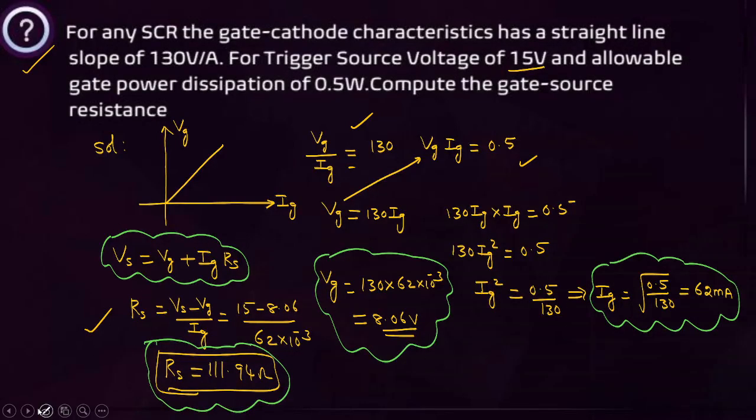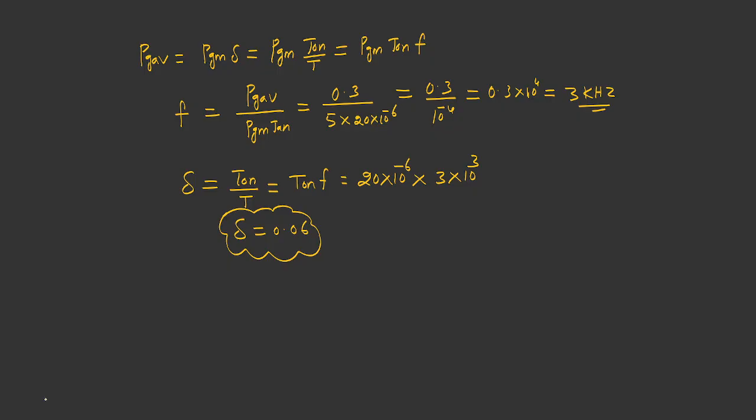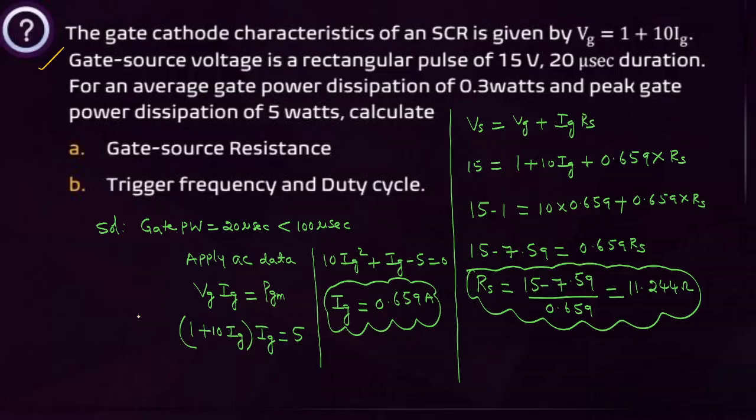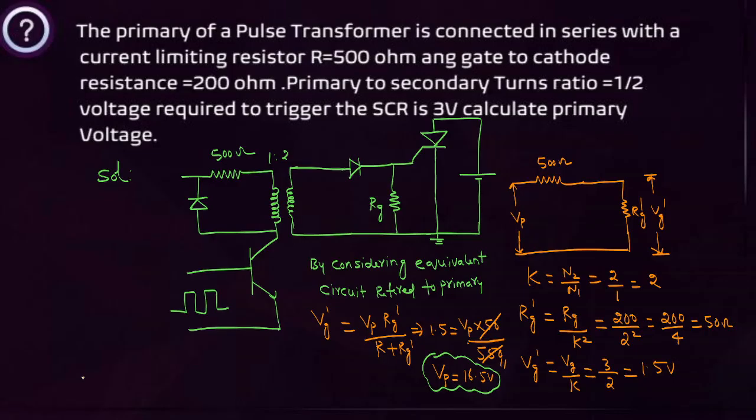One more problem that you have to practice. And this also you have to practice, friends. This is also based on the VG-IC characteristics only. Here it is asking the delta value, that I solved. Please go through this problem. You have to concentrate. Try to practice these questions.